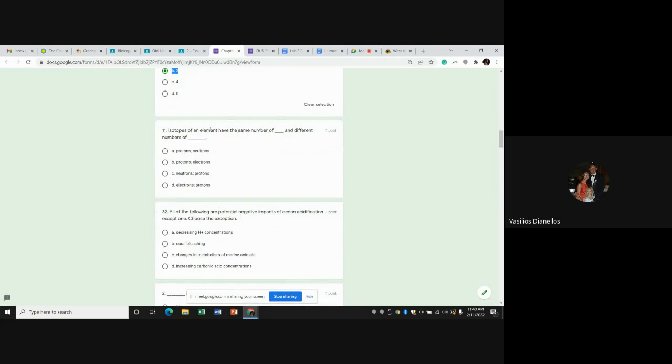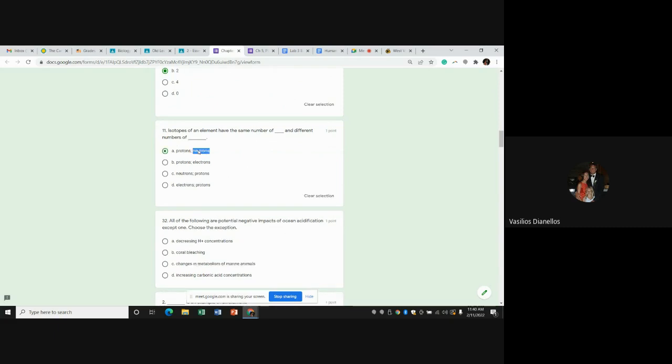All right. Isotopes of an element have the same number of blank and a different number of blank. You should know this. If you change the number of protons, you change the element. If you change the number of electrons, you make an ion. If you change the number of neutrons, you make an isotope. So obviously they're going to have the same number of protons. So there you go. You know it's either going to be A or B. And different number of, and the answer is A, neutrons.